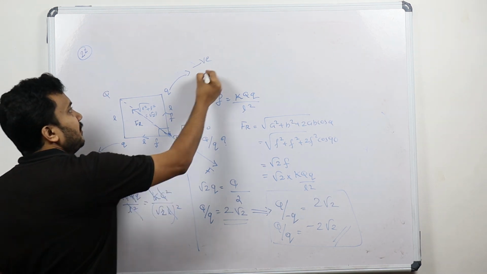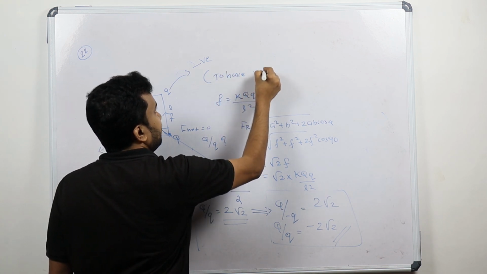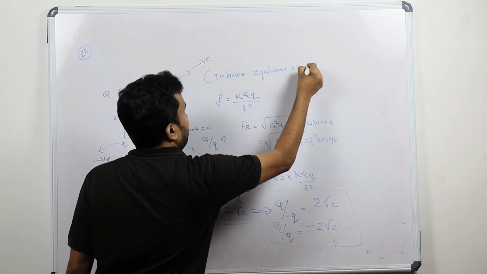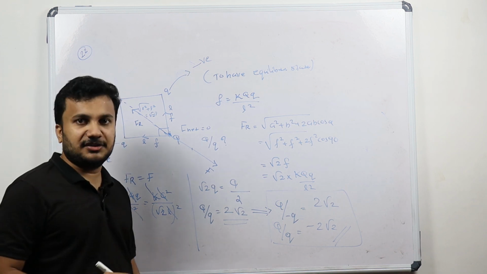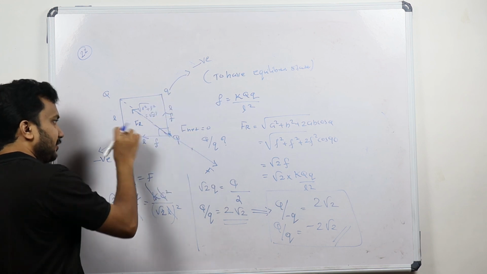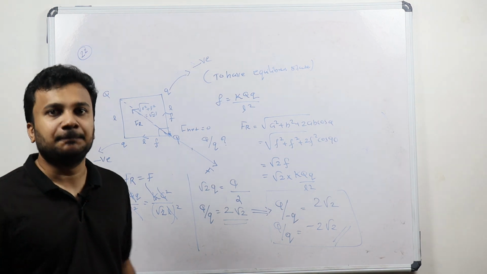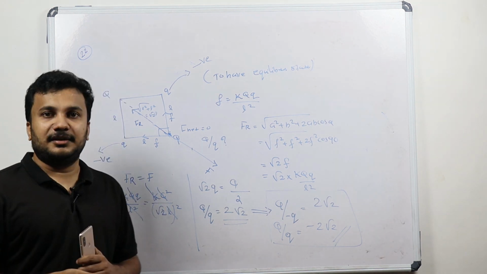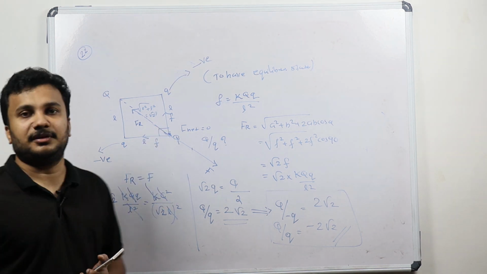Why is it negative? You can write here, to have the equilibrium state. To have the equilibrium state, definitely this should be a negative charge. If it is positive, as I told before, this Q and Q will repel, and the resultant force will come. So two forces are acting in the same direction, which means we will do a vector addition. We will never get an equilibrium state or total force equal to 0; it is not possible for this one.